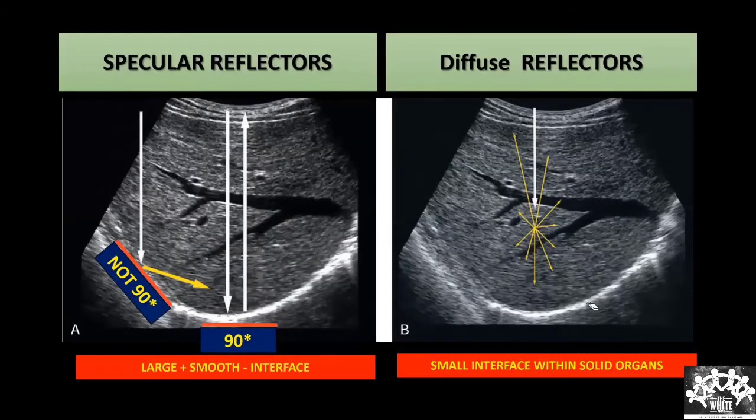This again is the specular reflector. And what is the speciality of the specular reflector? I told you it should always be 90 degrees. If it is hitting perpendicular, it gets reflected perpendicular, exactly like a mirror. Specular means mirror. It reflects the sound like a mirror. That's what you need to know.